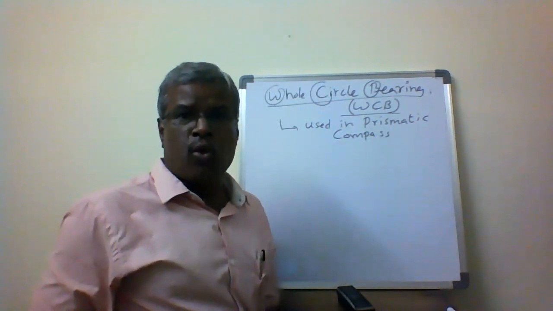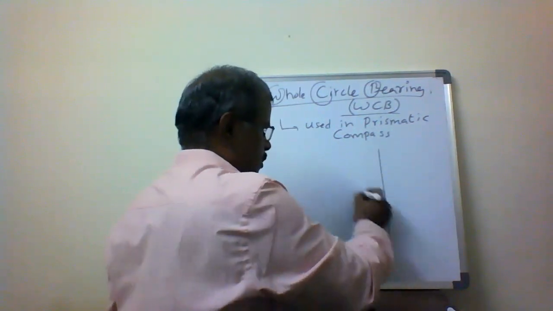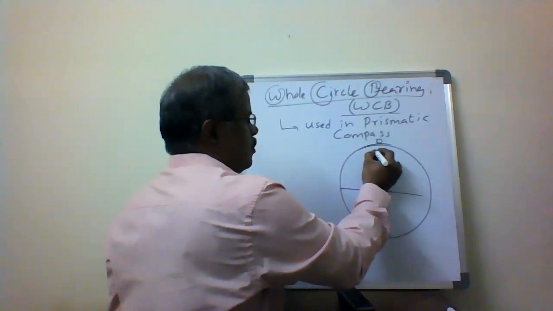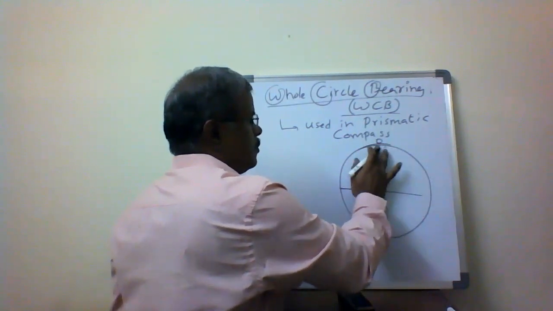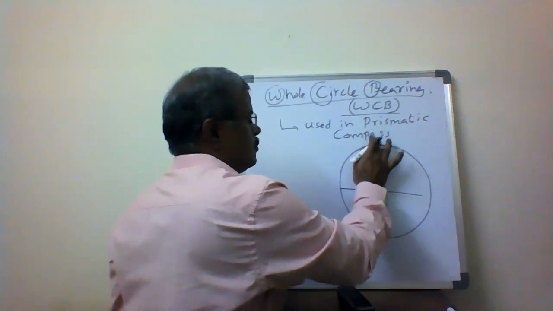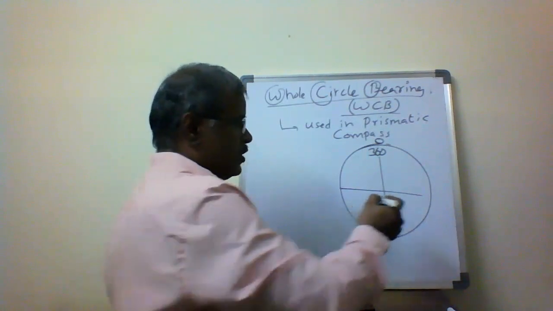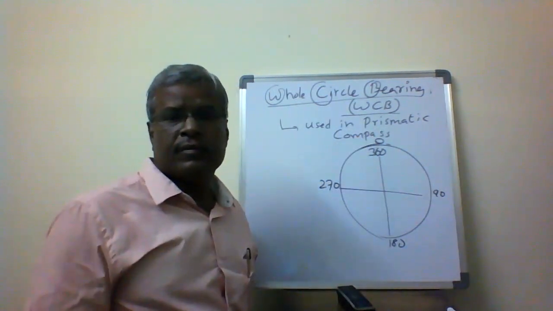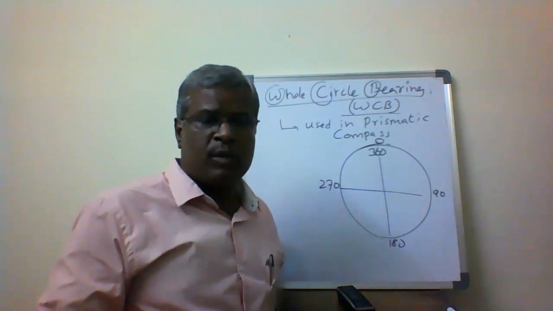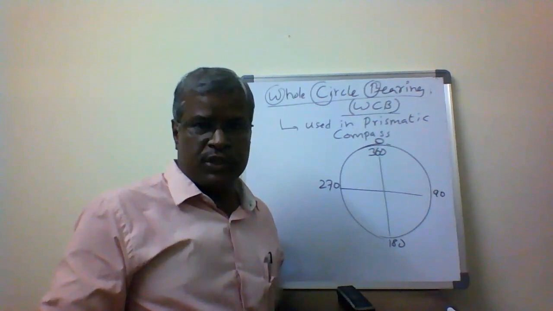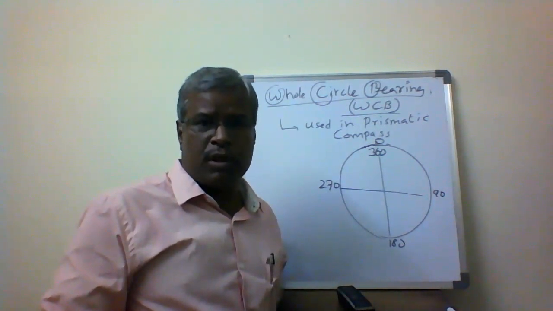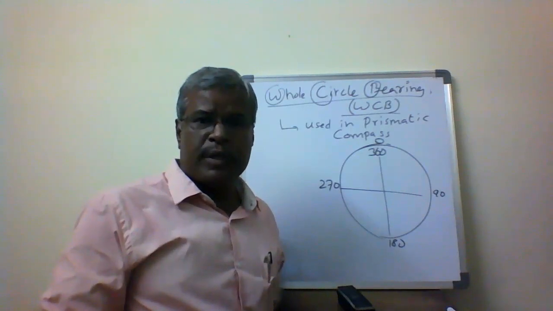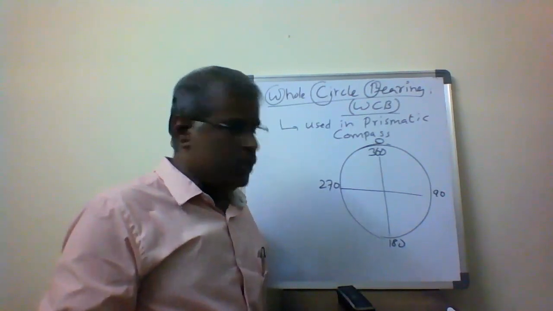So why is the name given as whole circle bearing? We are taking the circle, starting from 0 and 360 degrees, 90, 180, 270. In whole circle bearing, the whole circle varies from 0 to 360 degrees. The minimum is 0 and the maximum I can measure is 360 degrees. That's why the system is called the whole circle bearing system. This method of measurement we use in the prismatic compass. So here we can see that.